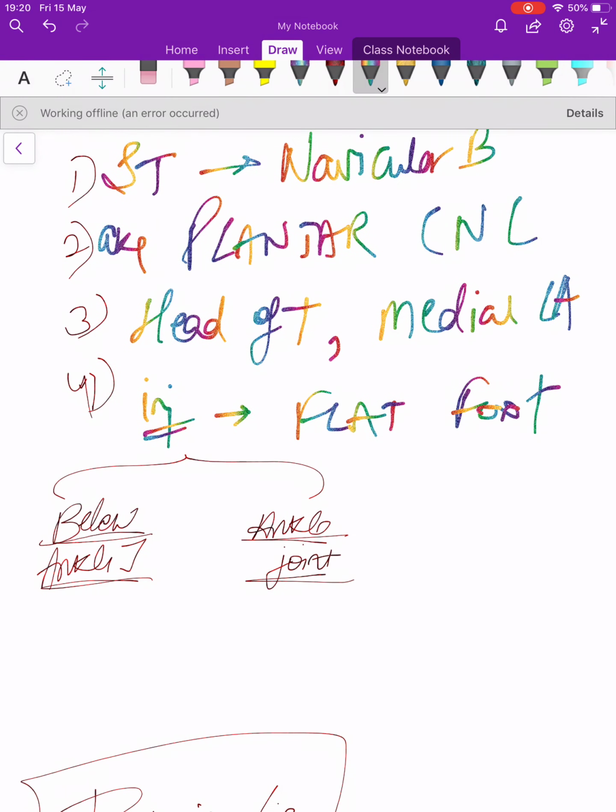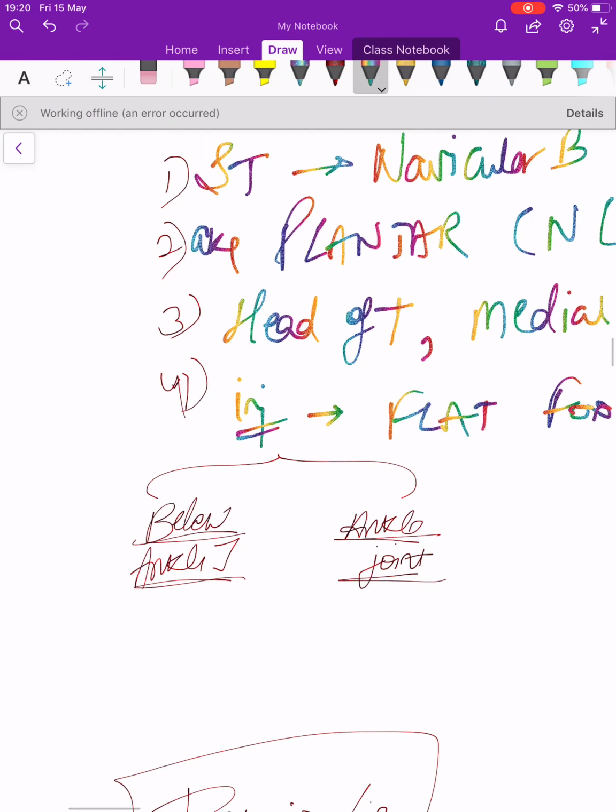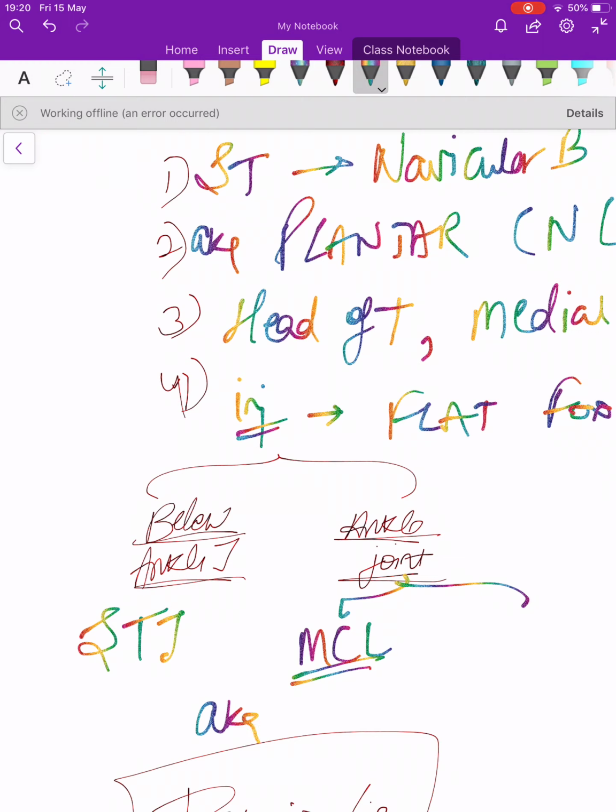So below the ankle joint, the subtalar joint is present. Fine. And the ankle joint is strengthened by two ligaments. One is the medial collateral ligament, which is also known as the deltoid ligament, and the other is the lateral collateral ligament. Fine. Medial collateral ligament and lateral collateral ligament.